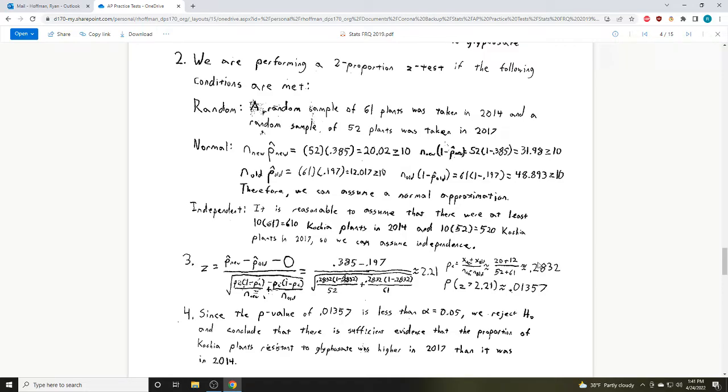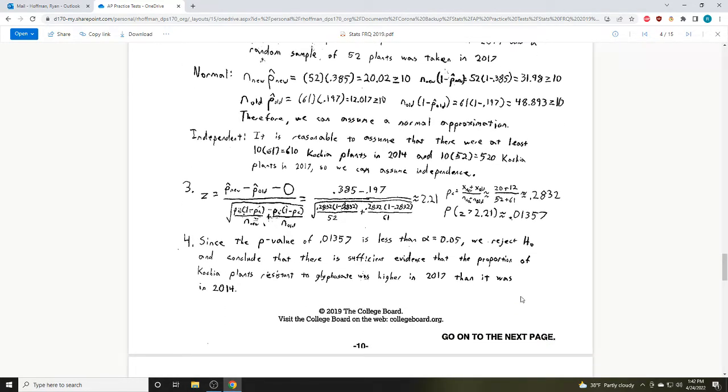So we are treating it as one big sample. Instead of separate samples of 52 and 61, we're treating it as one big sample of 113. And we know that out of that, 32 of them were resistant. So that's our pooled proportion that's going to go in the standard deviation formula. So then it's the sample proportions minus our null hypothesis, that this difference is 0, over our standard deviation. And we want everything above that since it's a one-sided test, so that's your p-value.